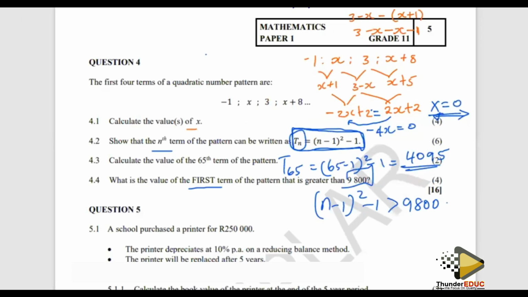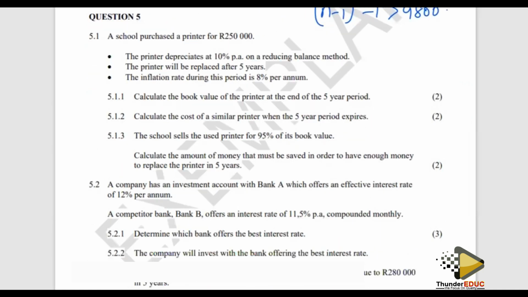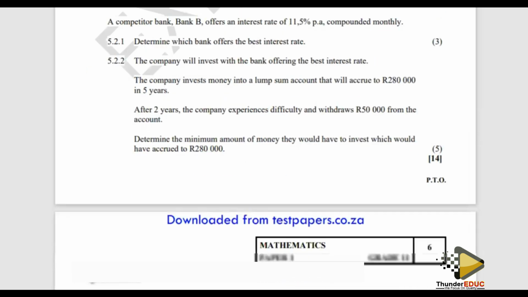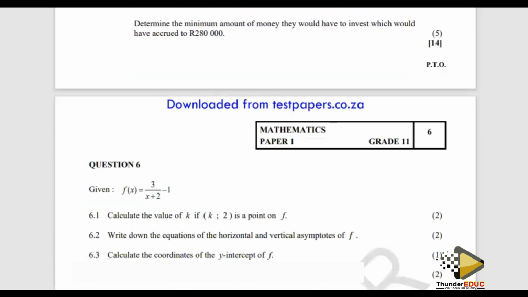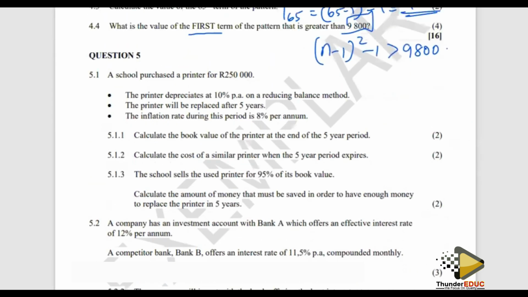Then 5.1, it's about finance. I don't know, we can do just bits of it so that we rush through it. Okay, just touch here and there.